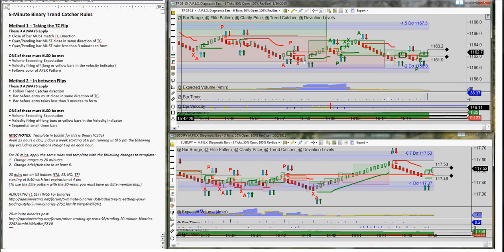What's the best time to enter a trade at the 5-minute binary level? The faster you can get in from the start of the trade, the better off you will be.